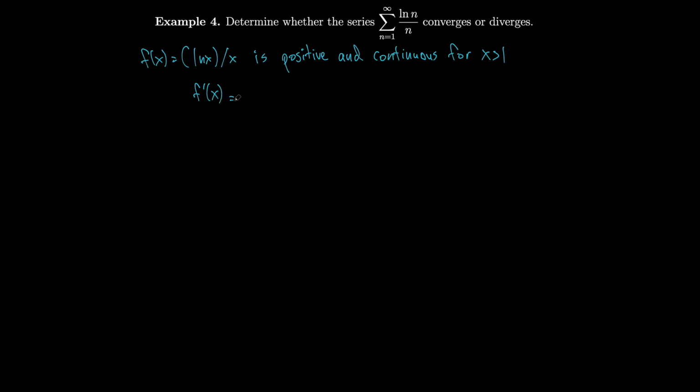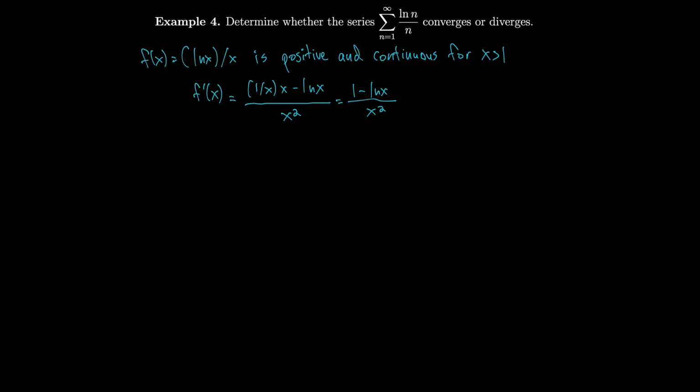So the derivative can be obtained using the quotient rule. We get 1 over x times x, taking the derivative of ln x, throwing in x, and then minus ln of x times the derivative of x, which is 1. We divide by x squared. We get 1 minus ln x over x squared.